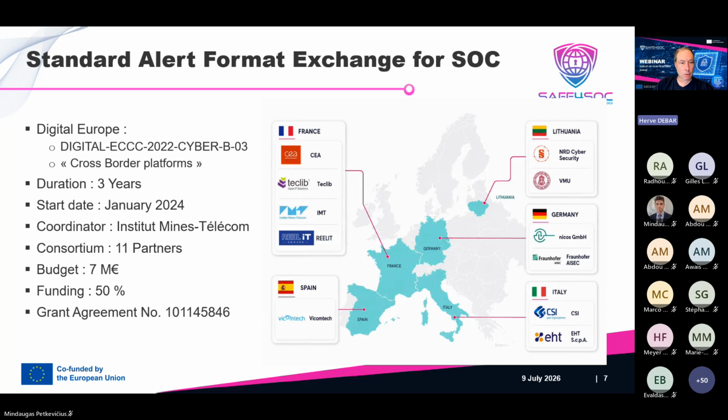We're the coordinator. It has now 11 partners, a budget of 7 million euros, with a funding rate of 50%, and you have the grant agreement, and many of our documents are publicly accessible, either from the Commission or from our various repositories.